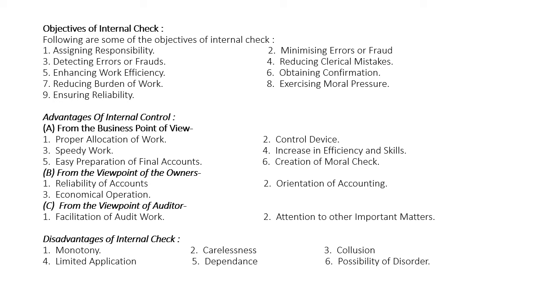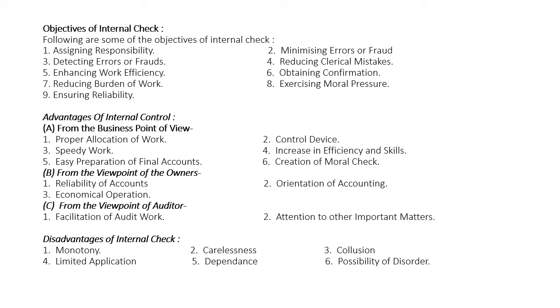Then reducing the burden of work. To reduce the burden of work of the independent auditor by introducing the internal check system in a scientific way is also an objective. Exercising moral pressure. To exercise moral pressure on the employee by introducing a continuous review process of the total system is also an objective of internal check. And lastly, ensuring reliability. To facilitate business control by ensuring the reliability of accounting records and books is also an objective of internal check.